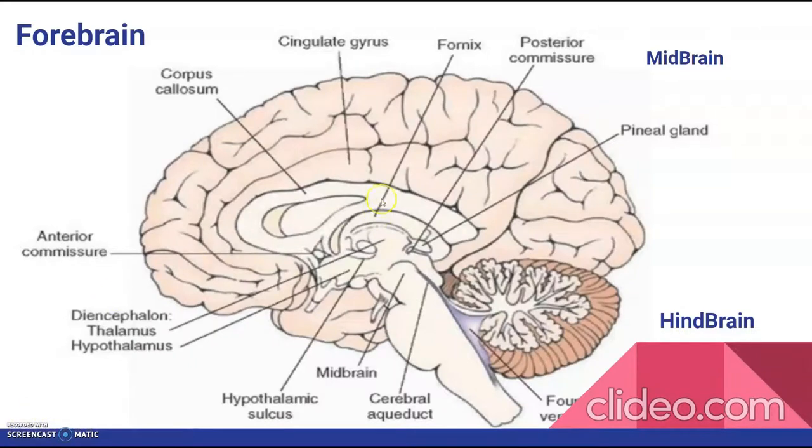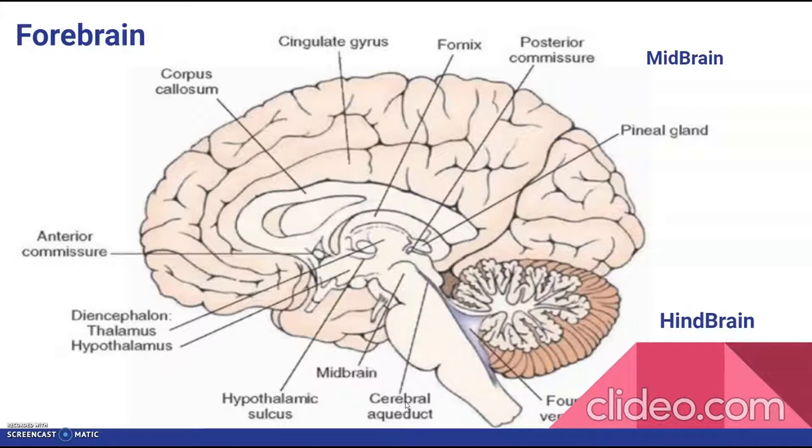Now, in continuation with studying the structure of the brain, today we'll talk about the midbrain and hindbrain. The midbrain is located between the thalamus and hypothalamus of the forebrain, and the pons. You can see here this is the pons region, the pons of the hindbrain. So this region is called the midbrain, and a canal called the cerebral aqueduct. You can see here the cerebral aqueduct.